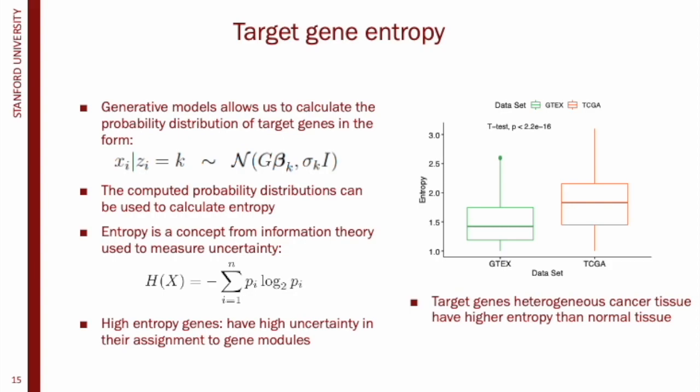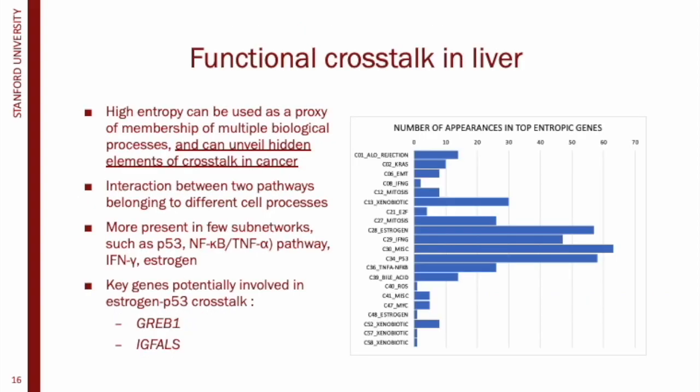Thus, high entropy genes are target genes which have uncertainty in their assignment. Interestingly, we observed that there is higher entropy in gene assignments in TCGA cancer data than in GTEx normal tissue data. This is shown in the box plot on the right, reflecting heterogeneity of cancer tissue. High entropy can be used as a proxy of membership of multiple biological processes and can unveil hidden elements of crosstalk in cancer. Functional crosstalk is an interaction between two pathways belonging to different cell processes.